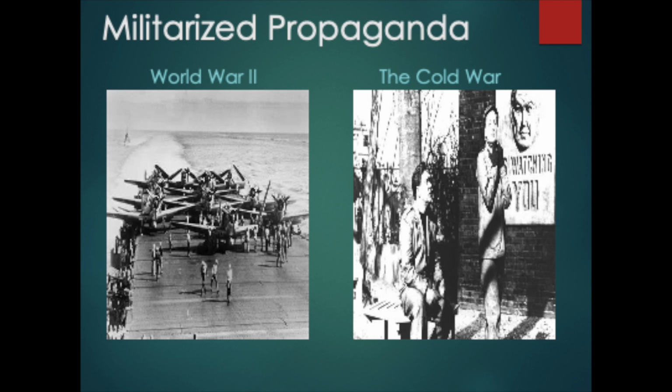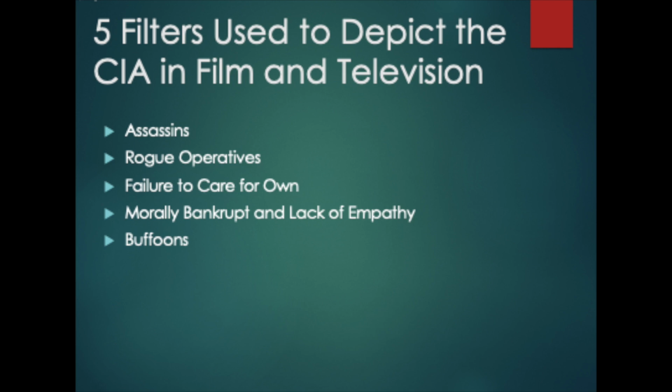inspiration for revolution. The main goal of the connection between the CIA and Hollywood is that they want to control how the media portrays them, as well as how the public perceives them. So there are 5 filters used to depict the CIA in film and television. In films or television shows, you've seen the CIA as an assassin out to protect something or someone through a cool secret spy way with strategies.